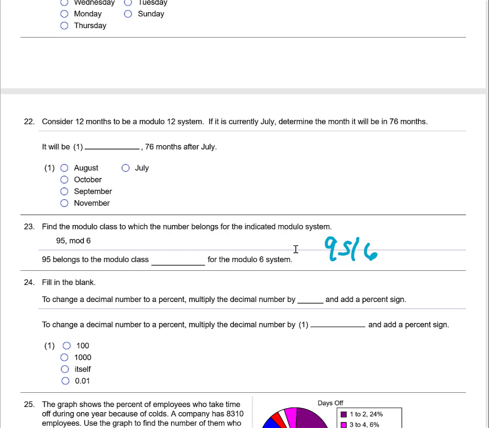sorry, doing this offline. I didn't work this one ahead of time. 95 divided by 6, and we get a remainder of 5. Comes out to be 15, remainder 5. So it belongs to the mod class, the 5 class.